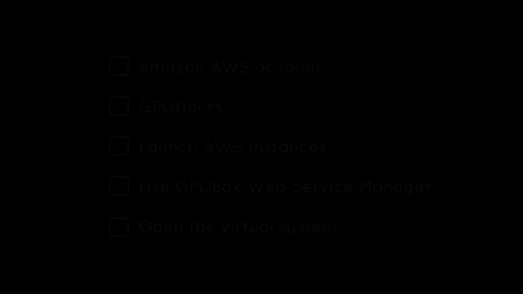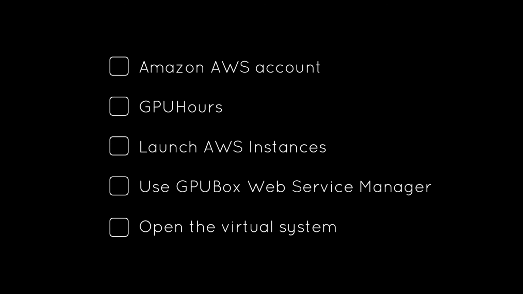GPUBox Web Service. So basically, to start using our service, you need to do the following things: getting an Amazon account, getting GPU hours that can be purchased on our website, launching the GPU instances on Amazon, using GPUBox Web Service Manager to configure the GPU cloud, and at the end you can open the virtual system working within our GPU cloud. So let's assume that you already have done the first 2 points, so you have an Amazon account and you have some GPU hours, and in this video we are going to focus on the rest.